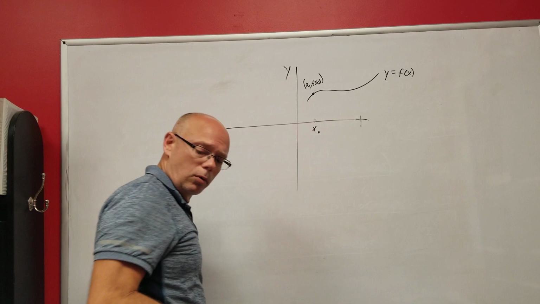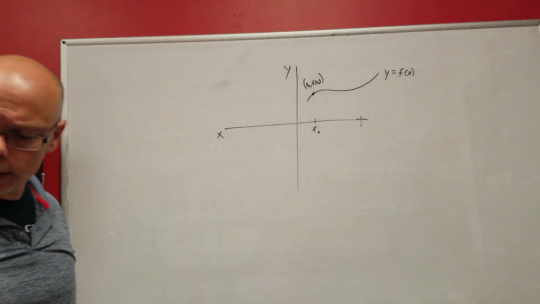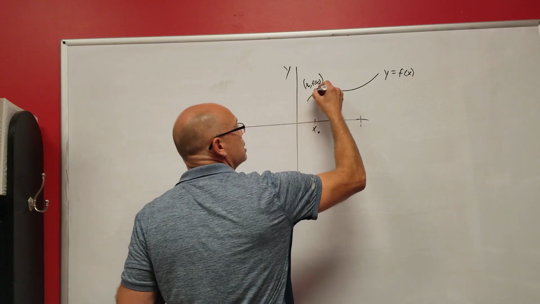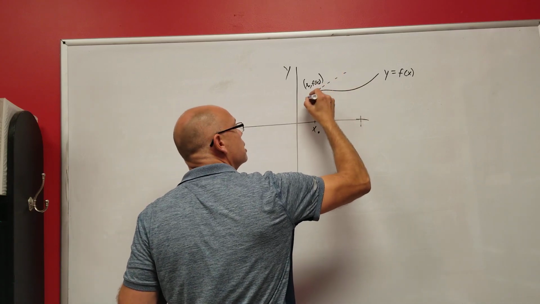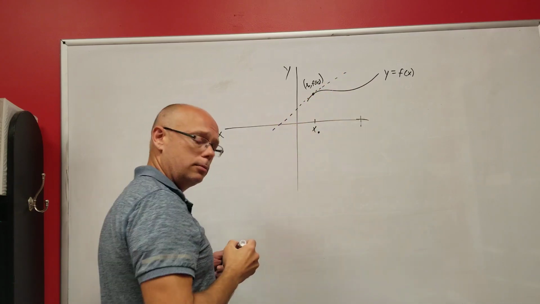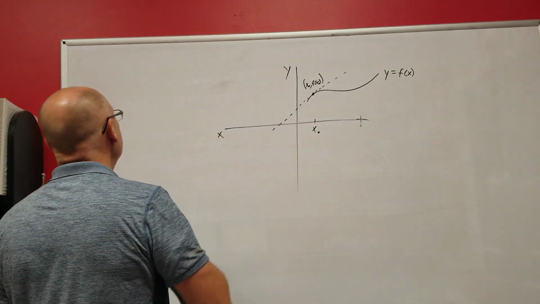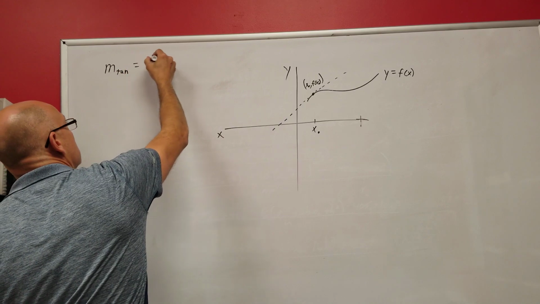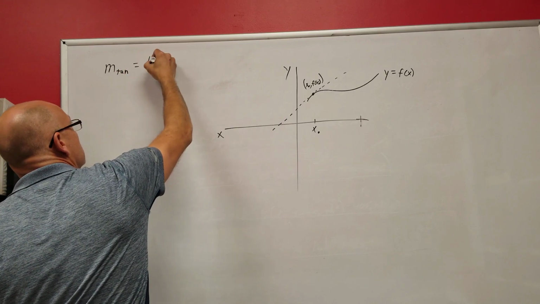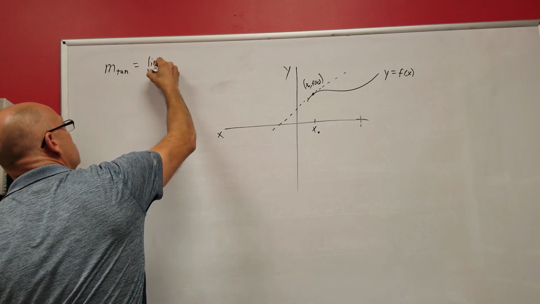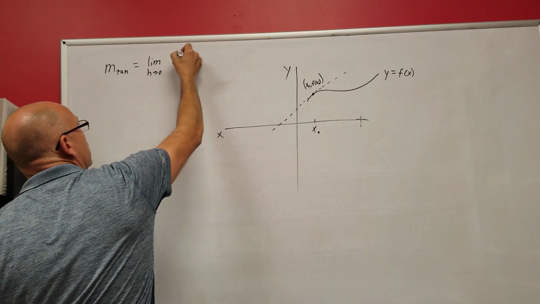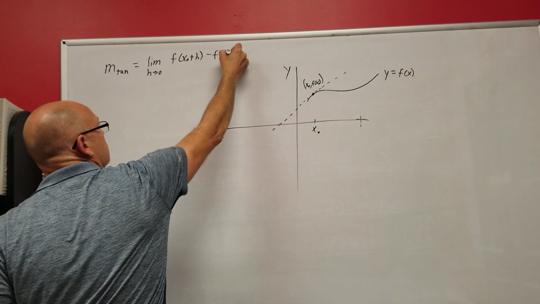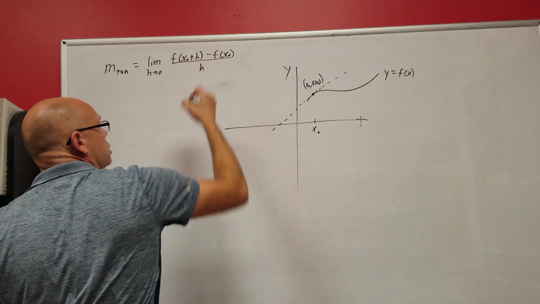Now, what were we looking at last time? We were looking at the tangent line and the slope of the tangent line. So remember, the tangent line is the line that touches the curve at that point right there, right? So we said m tan, the slope of the tangent line, is equal to the limit as h approaches 0 of f at x naught plus h minus f at x naught all over h.